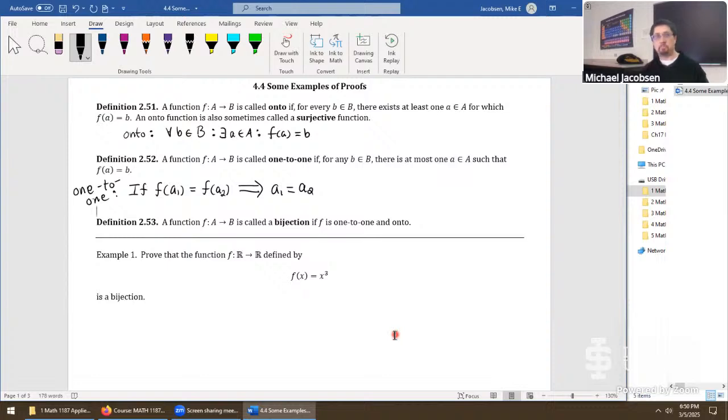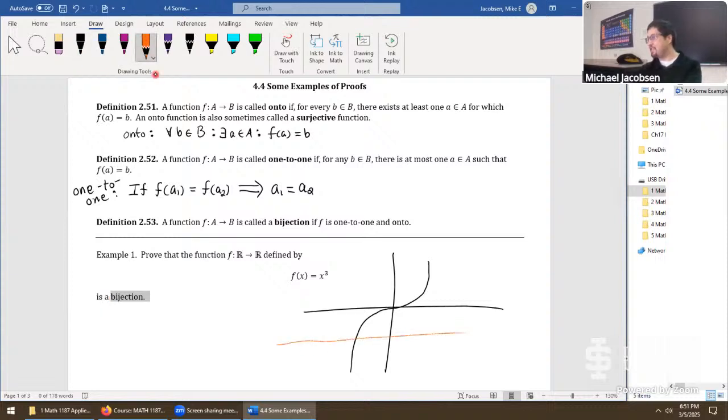Okay, well, with those tools in mind, let's work on this function right here. It's absolutely a bijection. You can really tell just by plotting it. It would go like this. The plot of x cubed passes a horizontal line test, which means it's an invertible function, which automatically then means if it's invertible, it is both one-to-one and onto, it's a bijection.